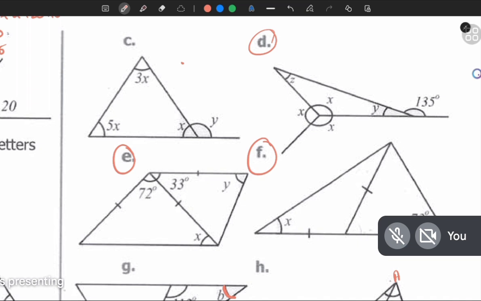Okay, that's right. Can you solve D, E, and F? It means you have a basic understanding of the question. Try D, E, and F.